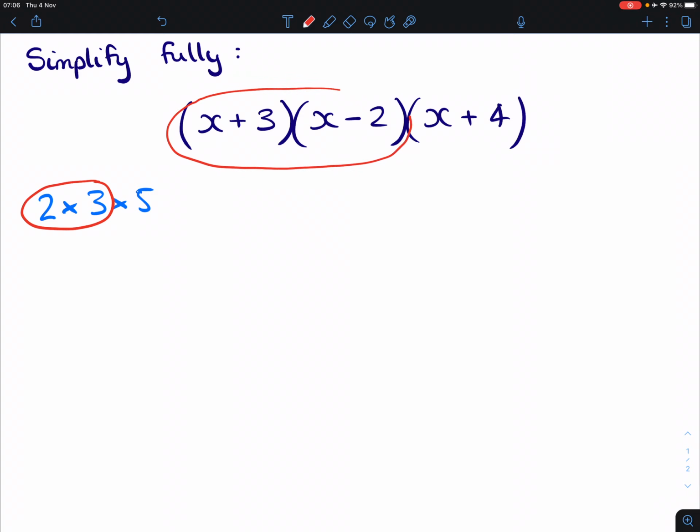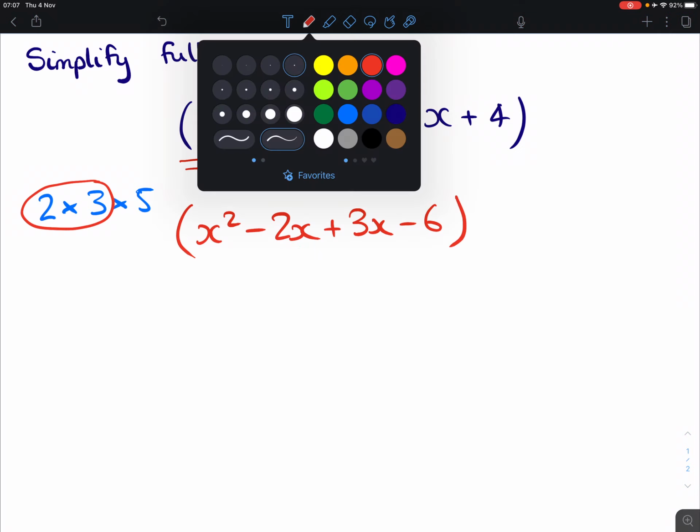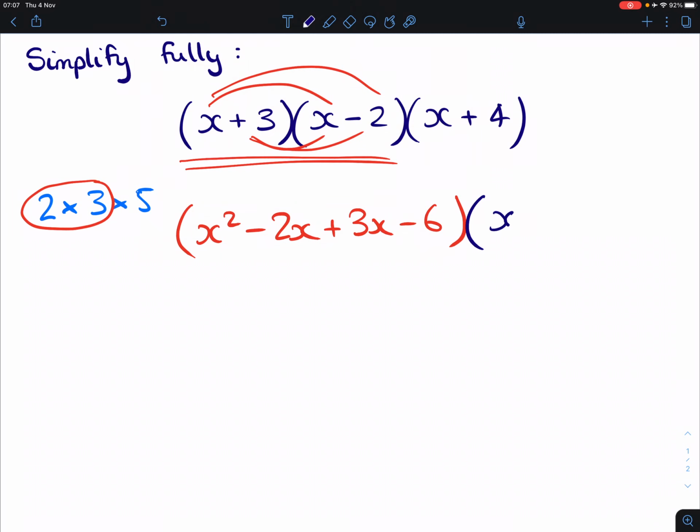Do the first two you see, so why not deal with them first before we start worrying about the x plus 4 here, right? So I go ahead and go through the process of multiplying these two together. This is what I'm going to get: x times x for x squared, x times minus 2 for minus 2x, x times 3 for plus 3x, and plus 3 times minus 2 for minus 6. That is technically in a bracket and will be afterwards getting multiplied by x plus 4. That's technically what's going on there.